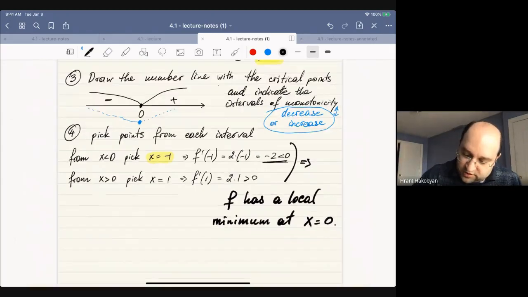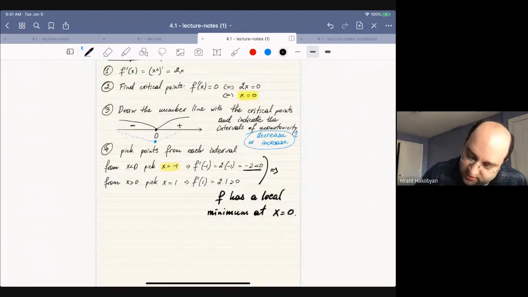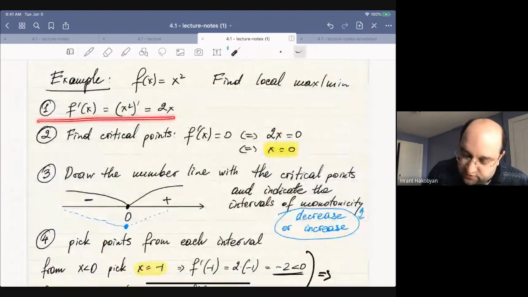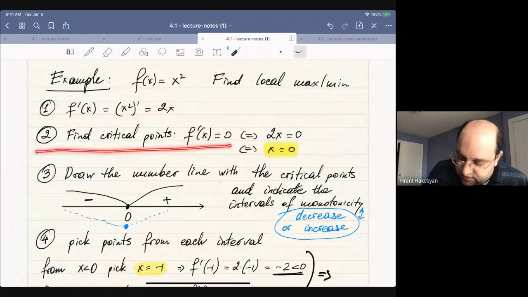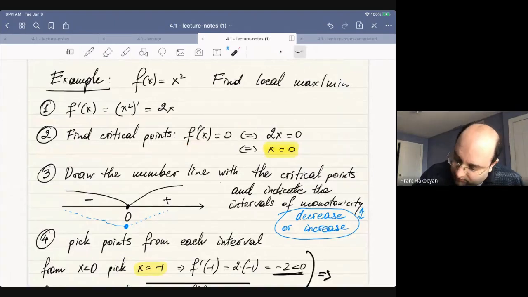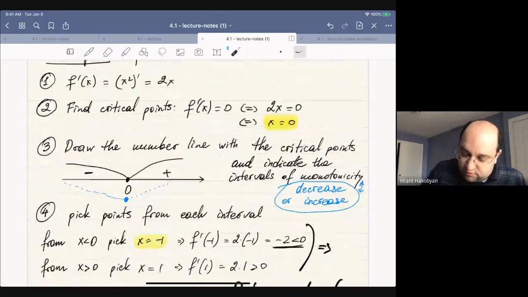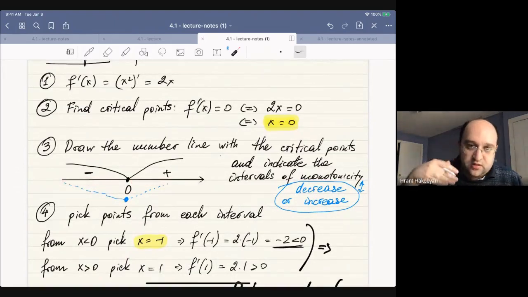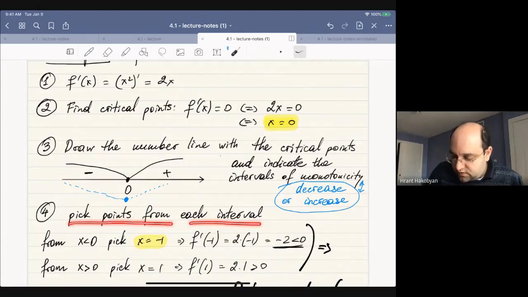So again, what are the steps here? We first find the derivative. Then we set the derivative equal to 0 and solve that equation for x. Then we draw the number line and indicate the critical point. In this case there was just one, okay? Then we want to figure out whether each of these intervals is an interval of increase or decrease. So we pick points from each of these intervals.